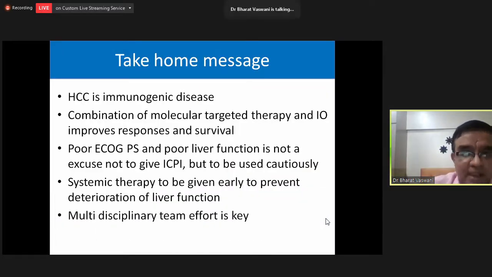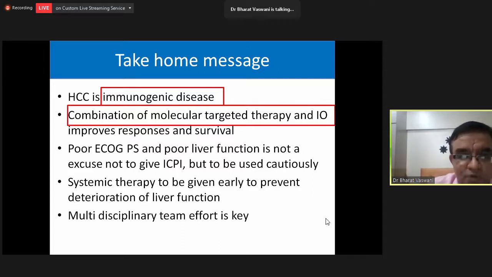So if I have to summarize, upfront immunotherapy for HCC is here to stay. We know HCC is an immunogenic tumor. The future is IO plus a molecular targeted therapy, or IO plus anti-VEGF, because this combination improves responses, PFS, survival, quality of life.